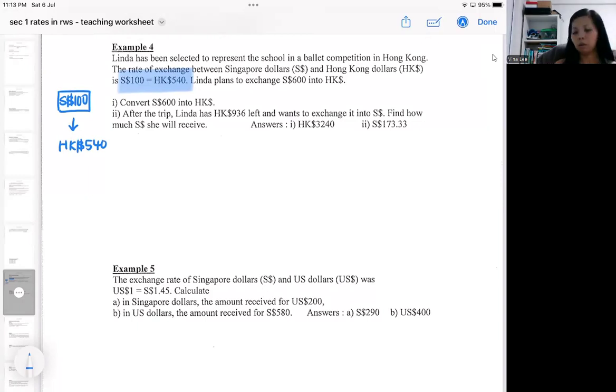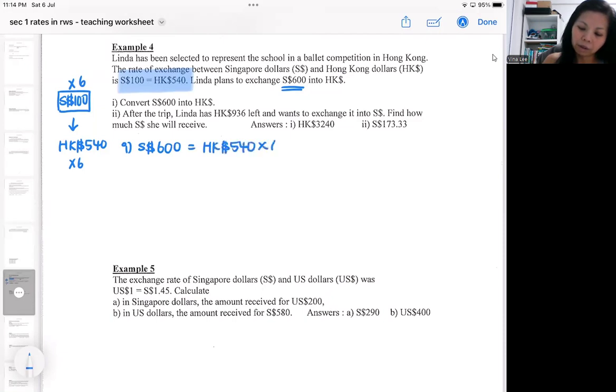Okay, so what is she planning? She's planning to change 600 into Hong Kong dollar. So what does that mean? That means she actually has 6 pieces of this. So she actually gets 6 times of this rate. Can see? So which means if she got $600, the Hong Kong dollar that she's getting will be 6 times of the rate, 6 times of the 540. So that's how the answer comes about.